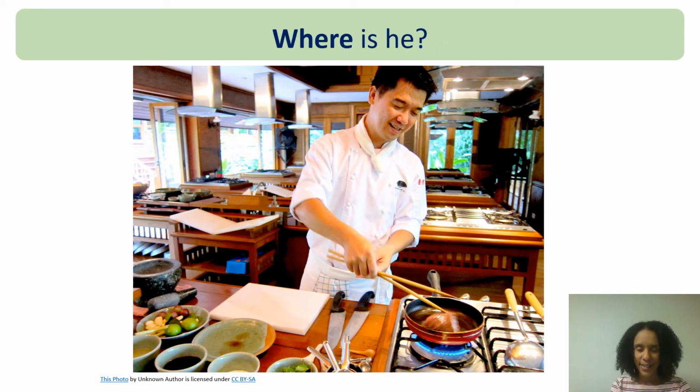And where is he? Where is the chef? He is at a restaurant. A chef or a cook works in a restaurant, and it looks like he is at his restaurant. Okay. Where? The place, a restaurant.